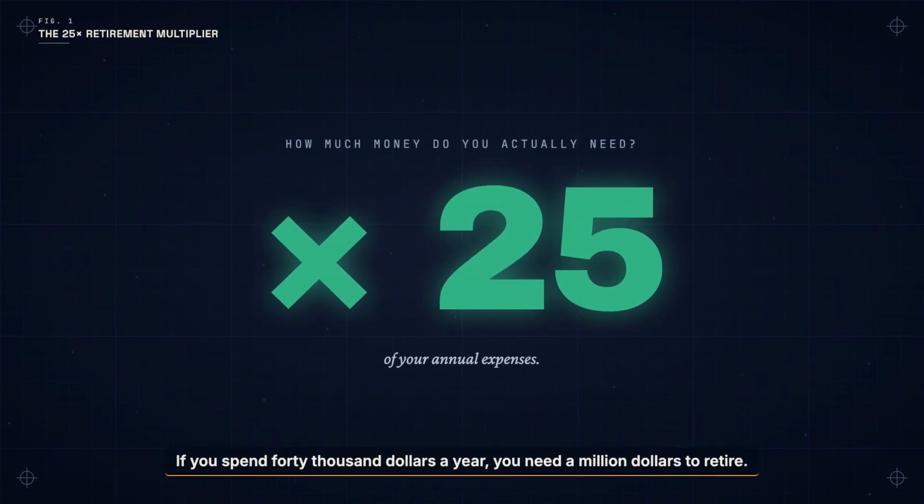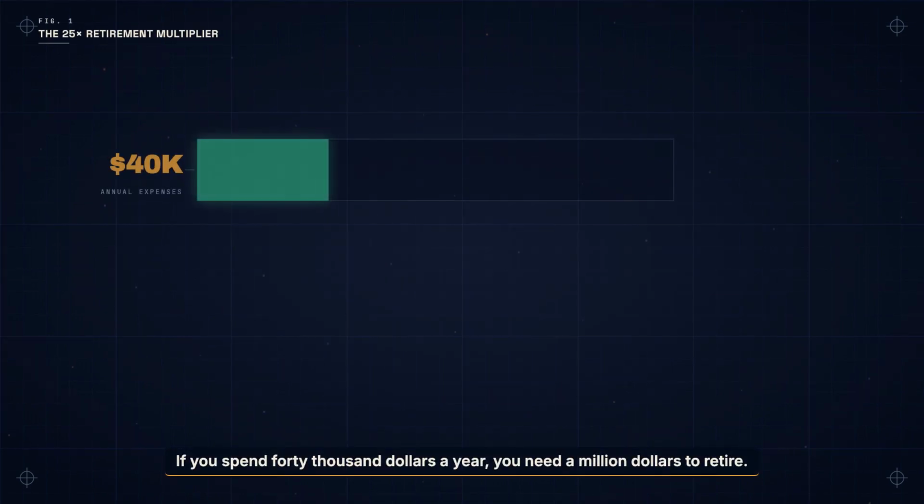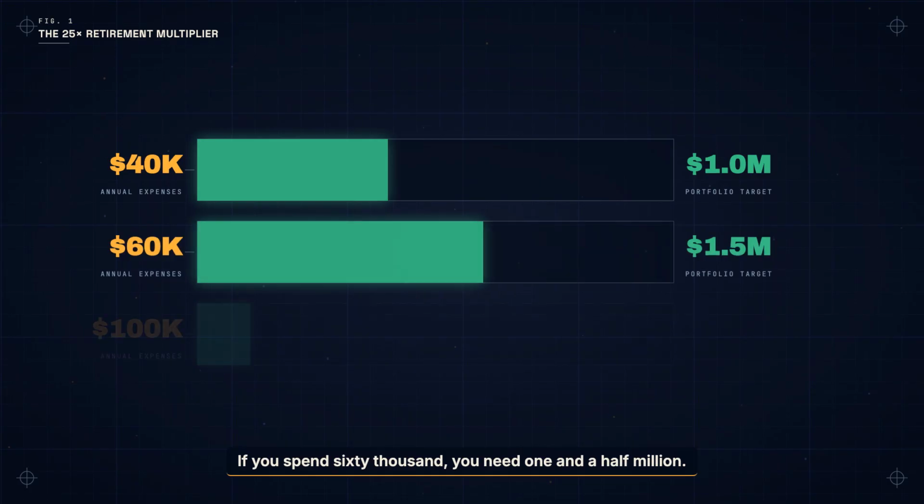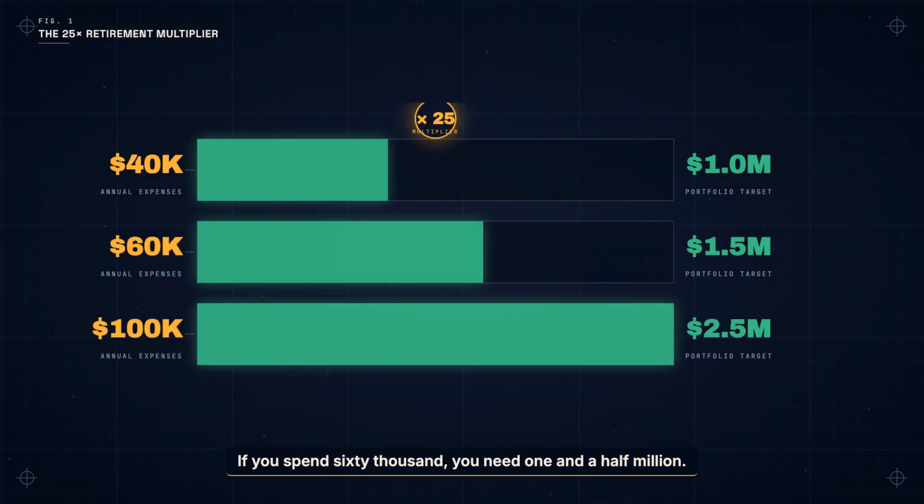If you spend $40,000 a year, you need $1 million to retire. If you spend $60,000, you need $1.5 million. If you spend $100,000, $2.5 million. That is not a slogan, that is a single division.